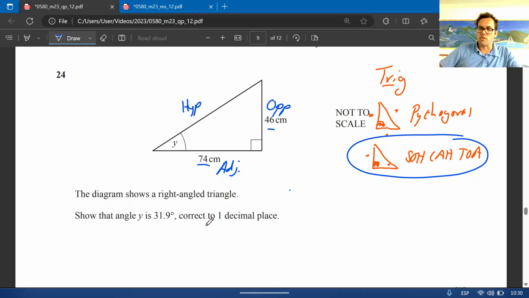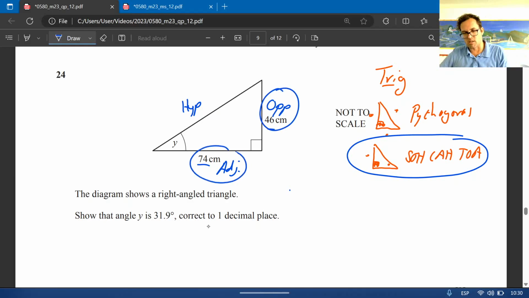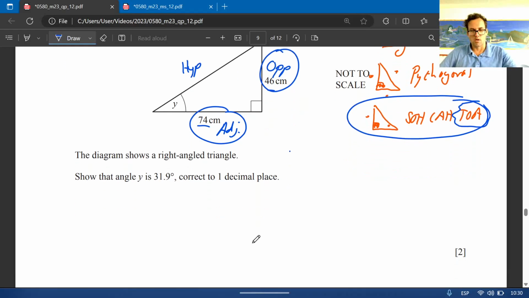So, what do we do next? Well, we check what we're using. We're using the opposite and the adjacent to work out that angle. So it's O and A. O and A is TOA. So we're going to use TOA. The T stands for tan.